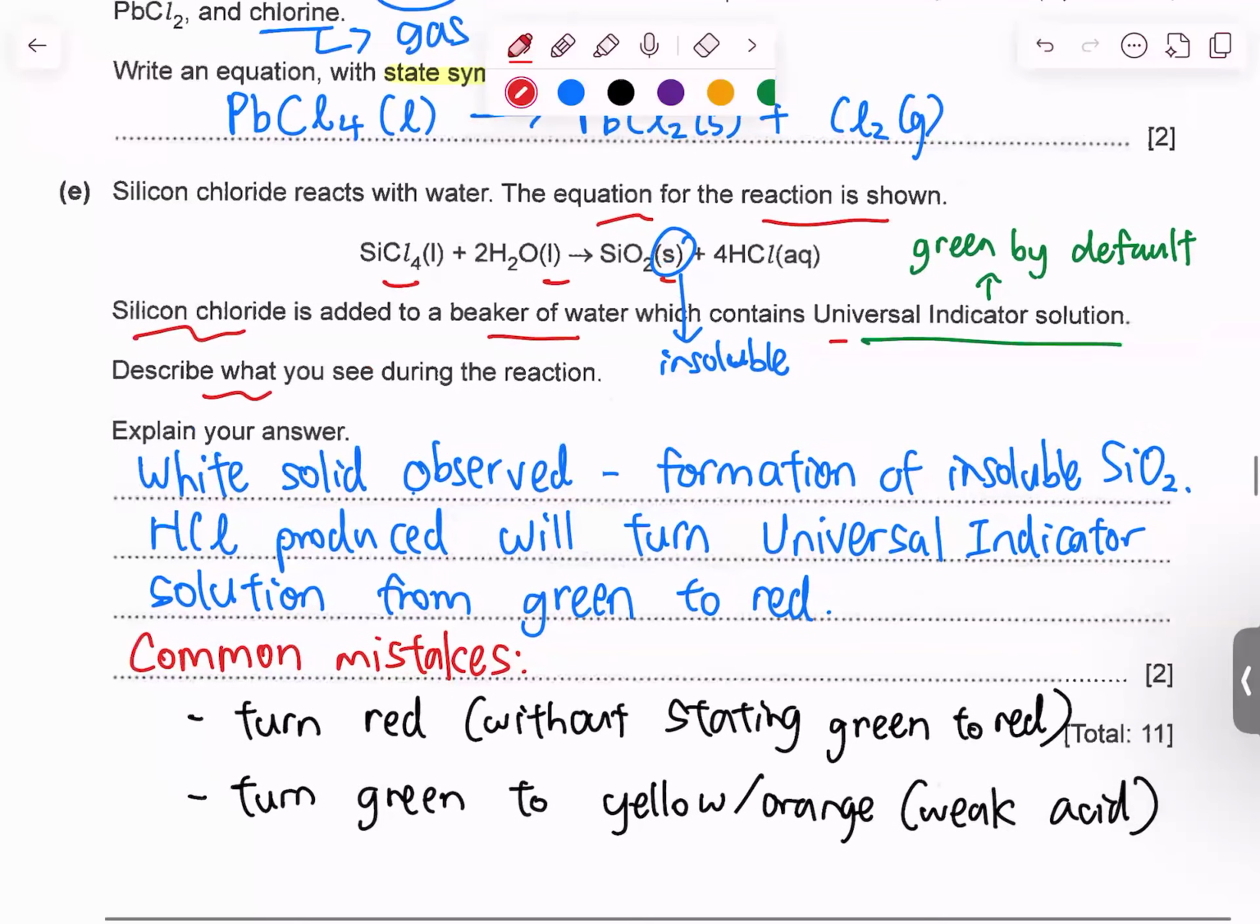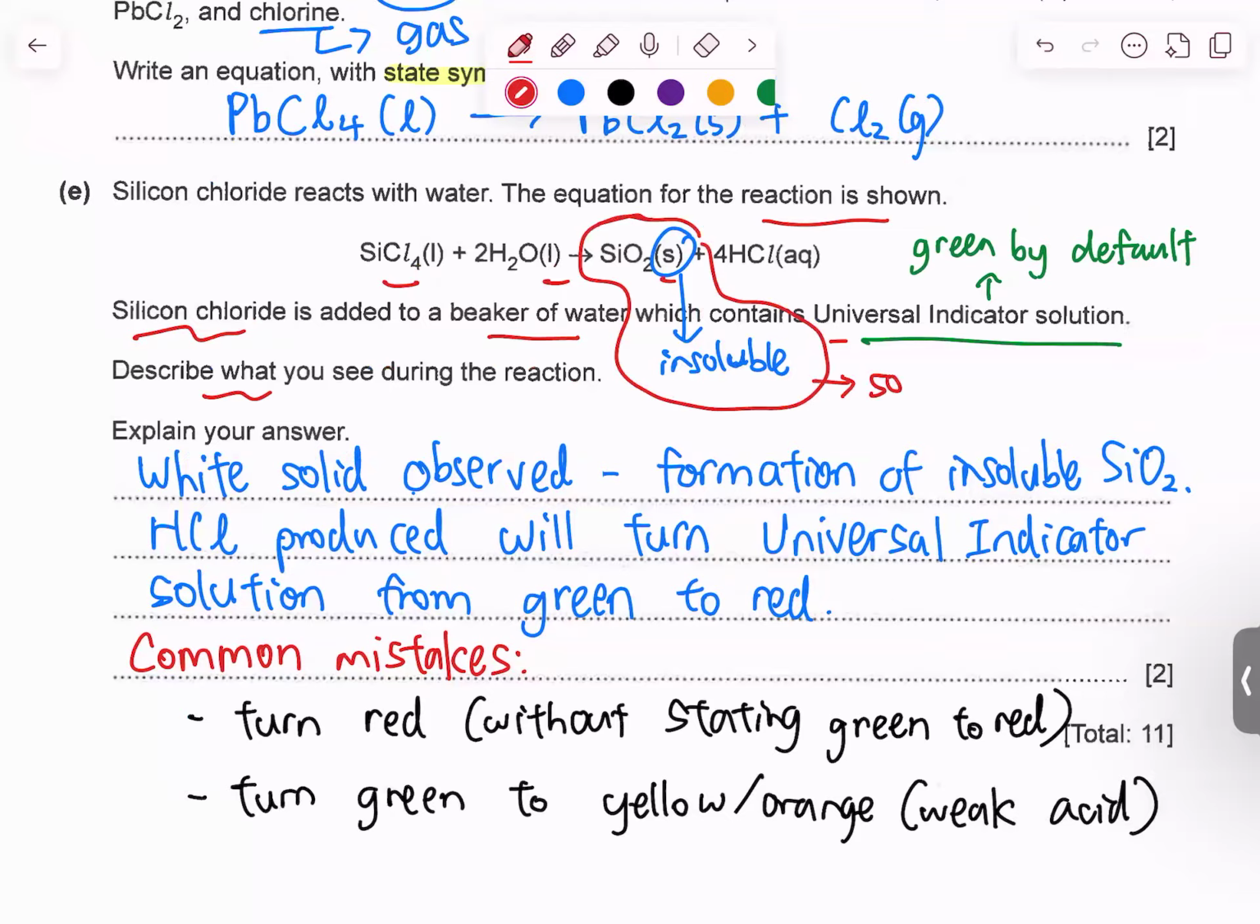Now, here you have an insoluble compound, which means it is a solid. And this solid is white in color. So you observe a white solid due to the formation of insoluble silicon dioxide. Now, HCl is also produced, which will turn universal indicator solution from green to red.